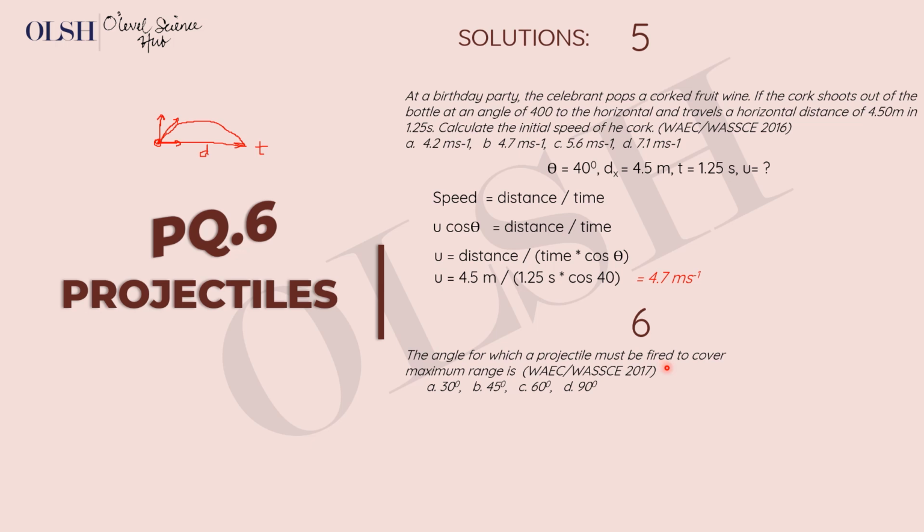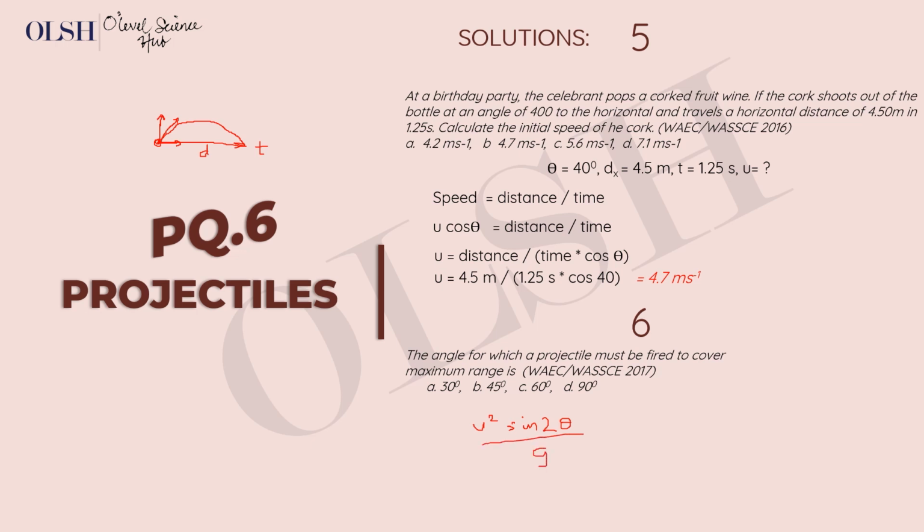The angle for which a projectile must be fired to cover maximum range is dash. Of course, we're taught this. The angle it needs to have is 45 degrees, and that's because the formula for the range, which we had used previously to solve the question, is u squared sine 2 theta all over g. Let me just try to write that down: sine 2 theta, and we have everything over g.